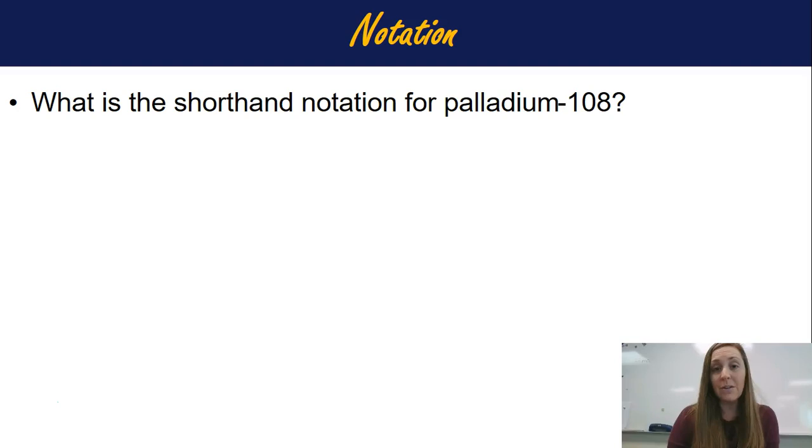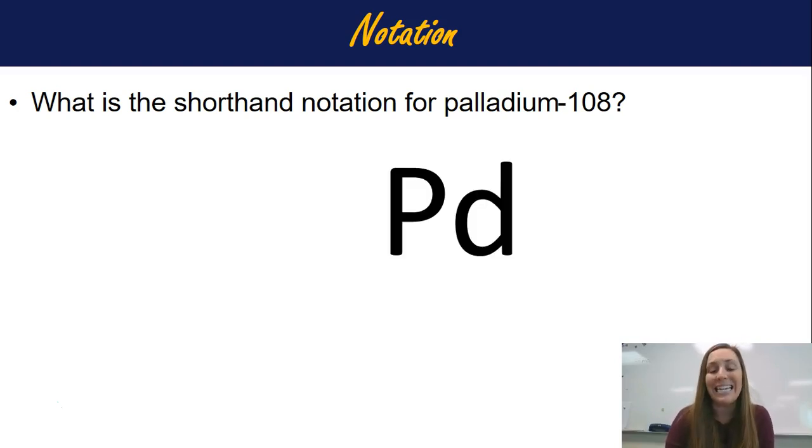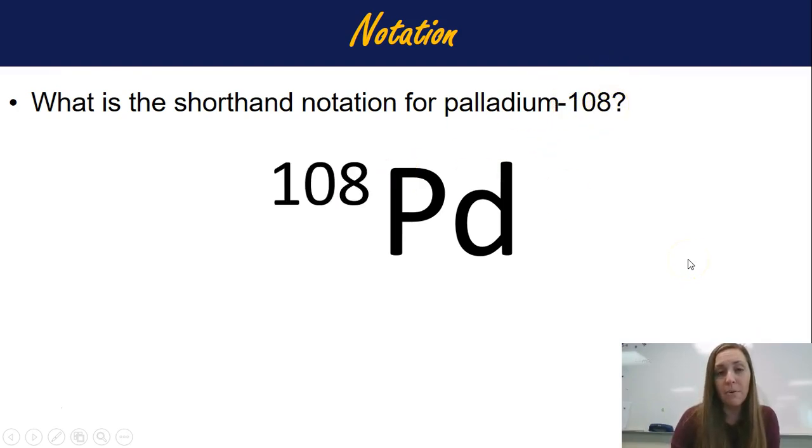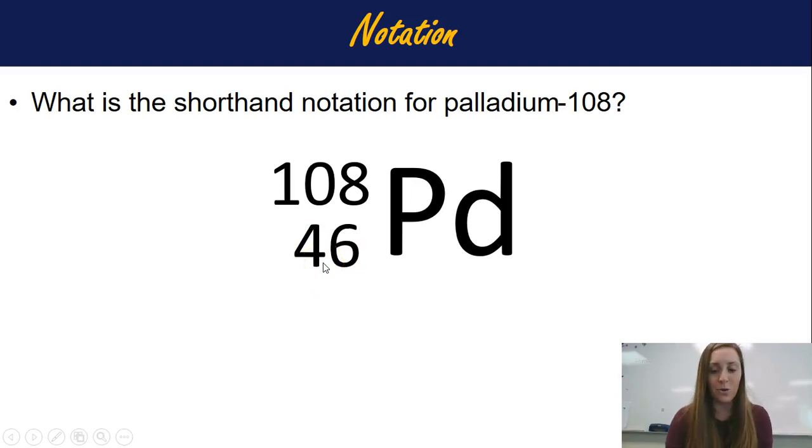So if you were doing this, first palladium, you would find it on the periodic table and see that the symbol is Pd. So that's the very first thing you would write. We don't have any charge because I don't see a charge listed here, so this stays blank. 108 is your mass number, so that goes on top, 108. And then when you found palladium on the periodic table, you would see that its atomic number is 46. So you put a 46 down here, and you've written it in shorthand.